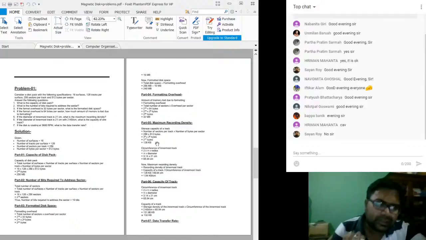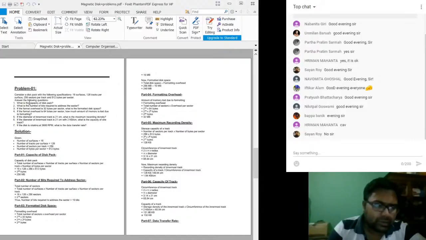So consider a disk pack with the following specification: 16 surfaces, 128 tracks per surface, 256 sectors per track, and 512 bytes per sector. Okay, so this is the specification of the disk pack that you have got.